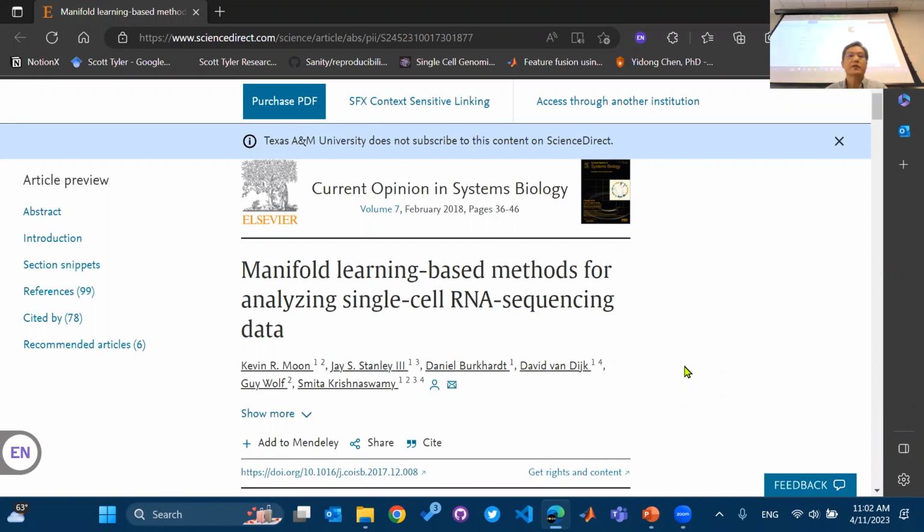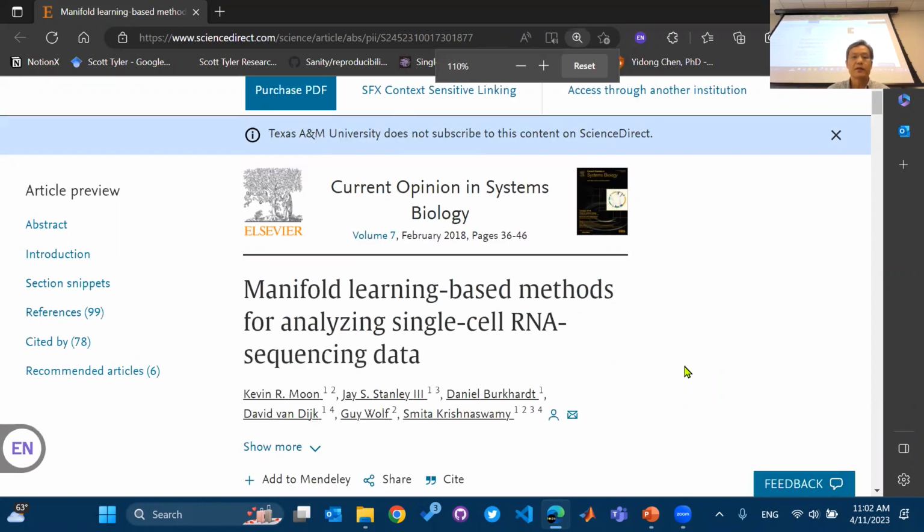Okay, so this is kind of a review and comment paper. This group is at Yale University, Smita Krishnaswamy and her lab. Her postdocs and graduate students are among the pioneers applying manifold learning and creating a lot of manifold learning based methods for applications in single cell sequencing data analysis.